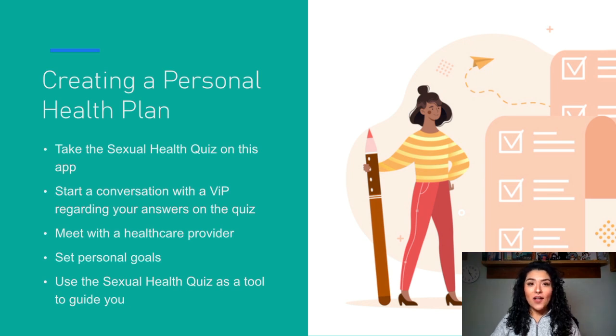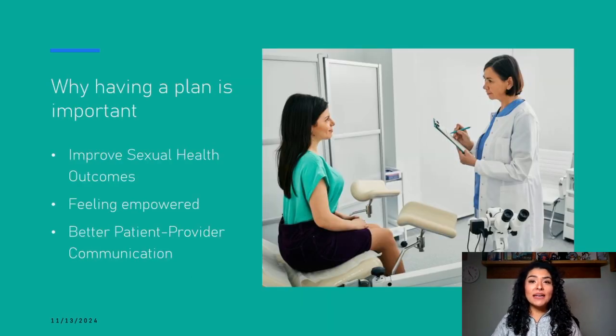By following these steps on the app, you'll have your very own personal health plan that helps you take charge of your health and sexual and reproductive needs. Having a health plan is important because it helps you take care of your body and make sure you're healthy and happy. Let's break it down. It helps improve your sexual health. A health plan is like a map that helps you reach your goals.